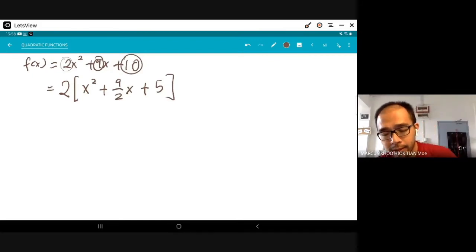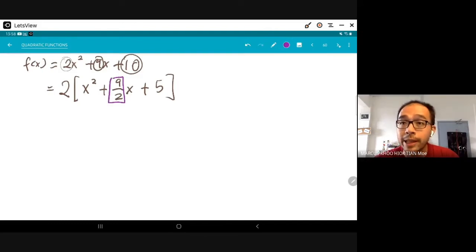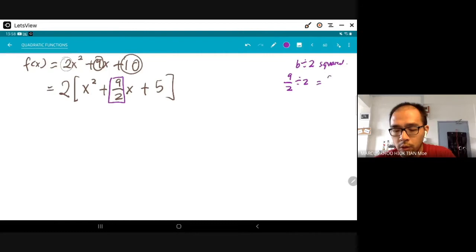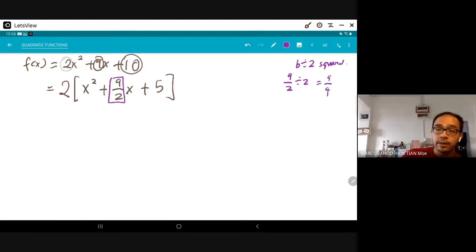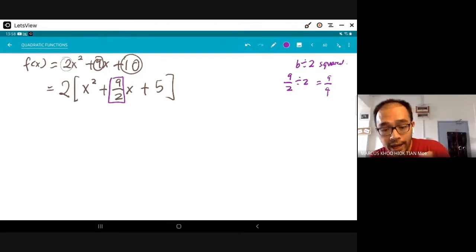Then the next step is kita tengok nombor ini. 9/2. What is our this one? B divided by 2 squared. Kan? What is the B? B is 9 over 2. Divide by 2 will give you 9 over 4. Tekan calculator lah. 9/2 bahagi 2 sama dengan 9/4. And then kita kena kasih square.